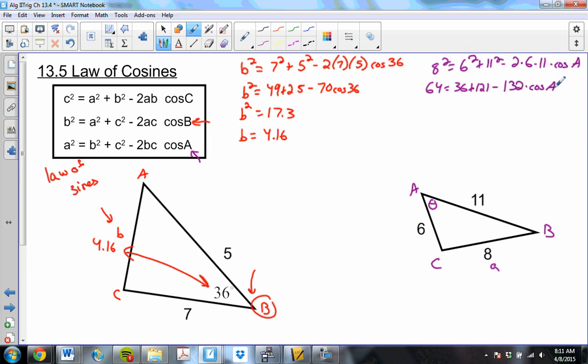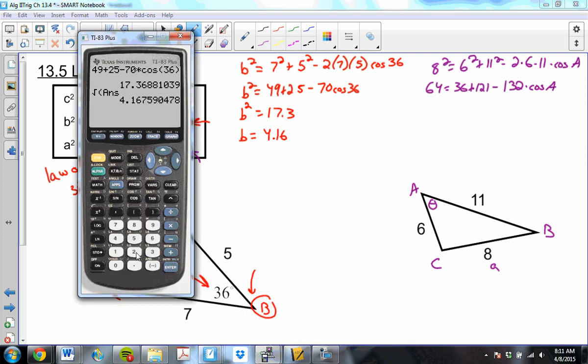Let me check to make sure that's right. 2 times 6 times 11. Oh, I'm going to break everything. Yeah, well, that's doing its thing. We'll assume that I'm right here.